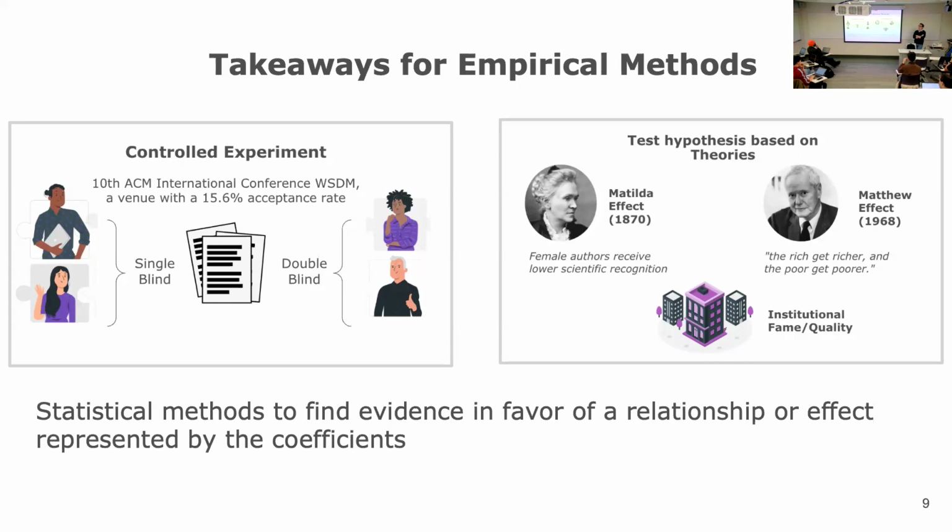I mean, the explanation could also be that institutional fame is related to how many resources an institution has, which may result in higher quality data, and a higher quality paper.